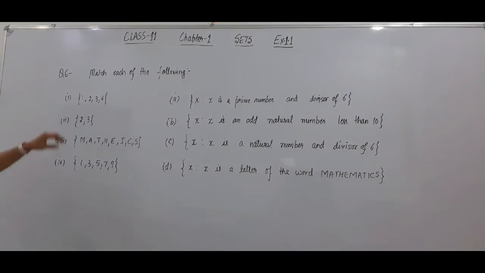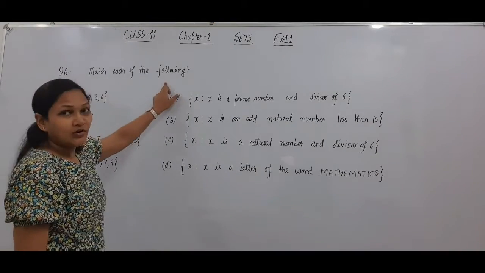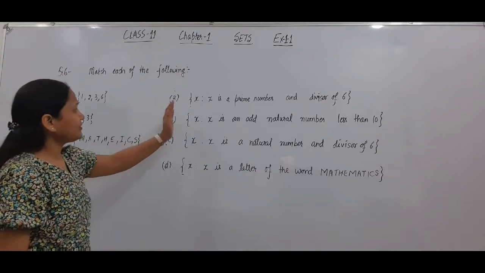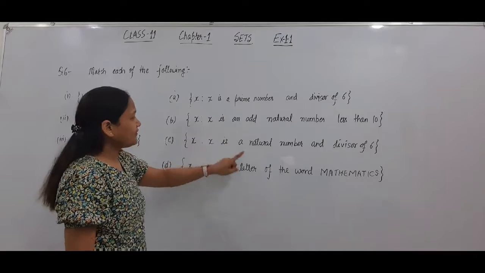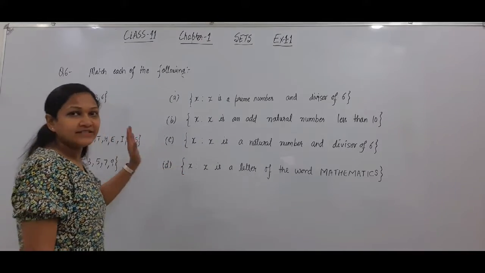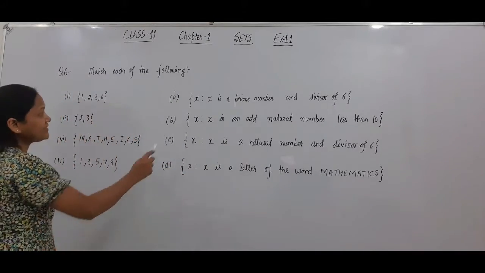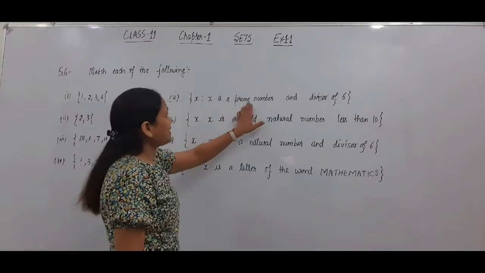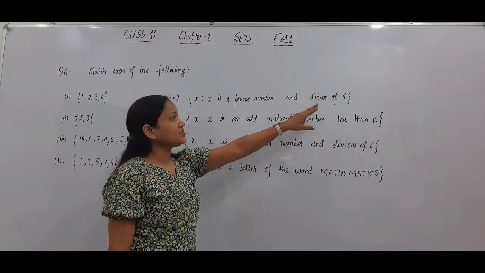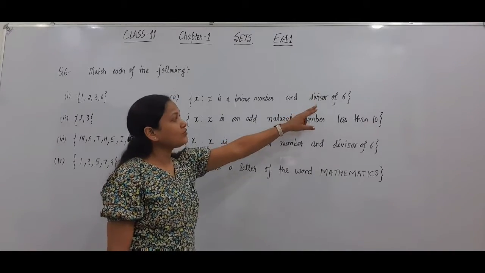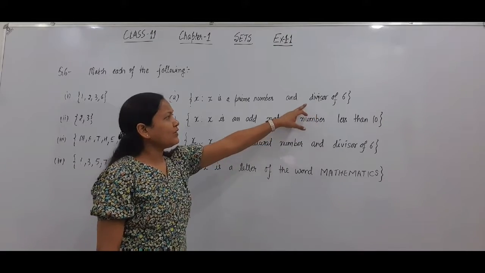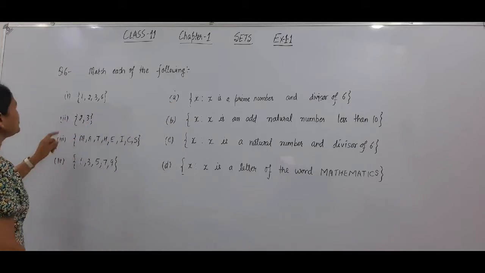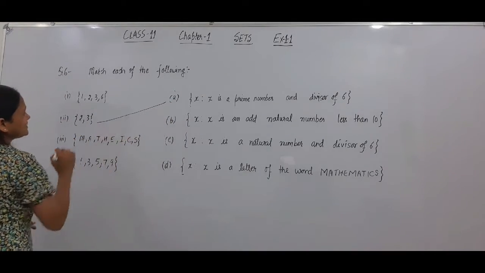Now your sixth question is: match each of the following. On the left side you are given 4 sets in roster form, and to the right of it you are given 4 sets in set builder form. You have to match the following. Your first set in set builder form is x such that x is a prime number and a divisor of 6. It must be both a prime number and a divisor of 6. So it must be 2 and 3, and this A is going to be matched with this second one.